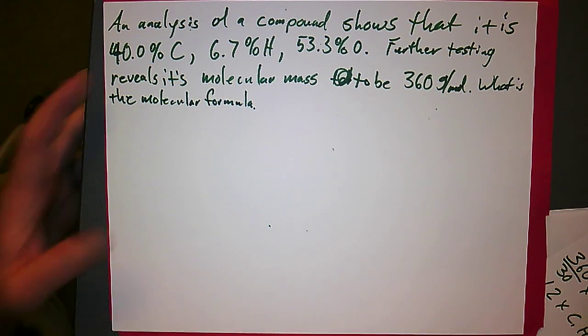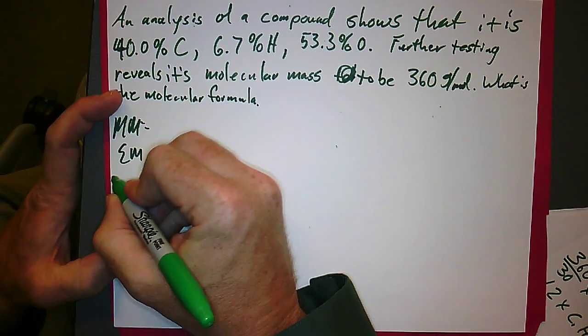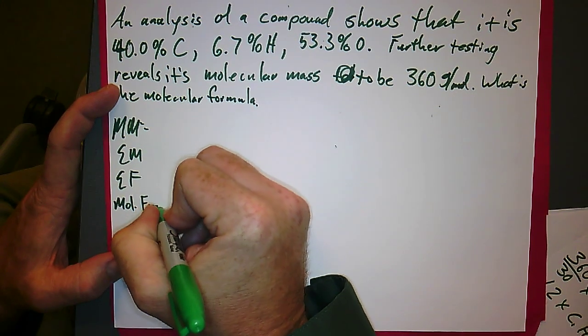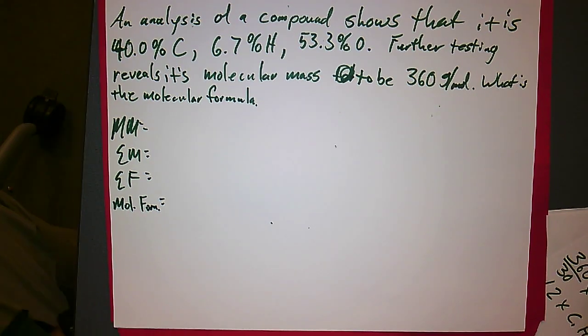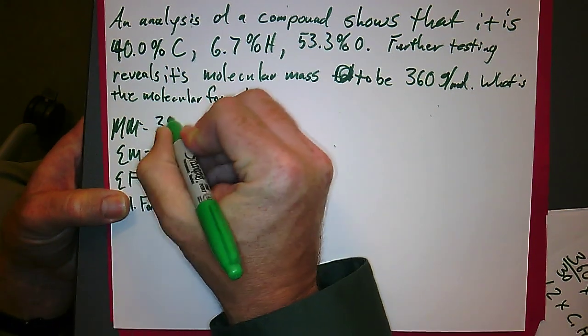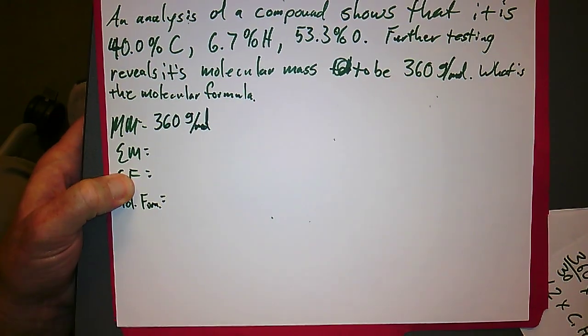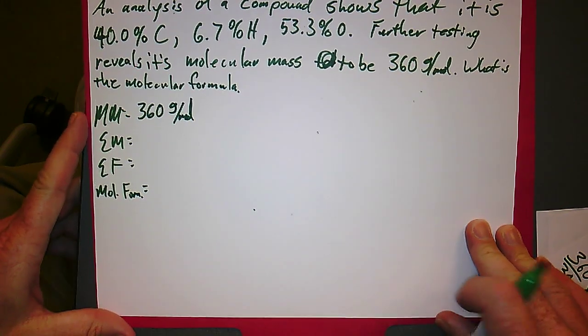Sorry. Okay, so we make our chart: MM, EM, EF, and then molecular formula. What did they give us that we can fill directly into our chart? The molecular mass. Did they give us anything else? Nope. That means we have to find our empirical formula and then our empirical mass, and then we can use that to calculate our molecular formula.